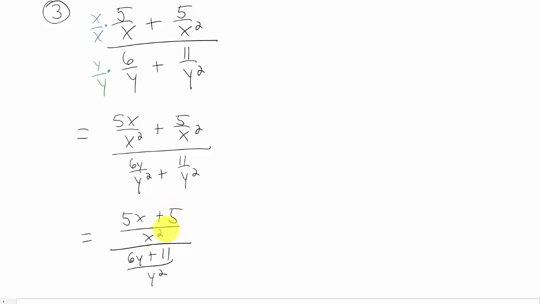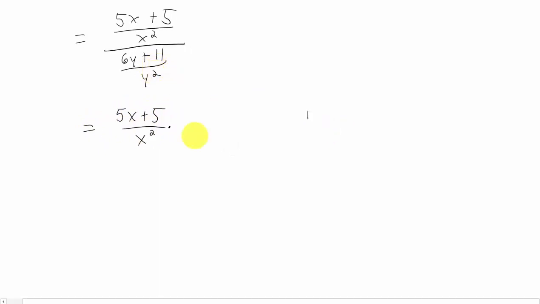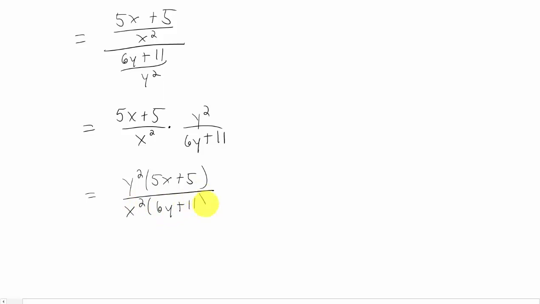Now, what we've got this problem down to is two fractions. It's a complex fraction. You know how to divide those two things. You copy the top one down, you multiply, and you flip over the one in the bottom. There's really not much to simplify here. I'm just going to write this as y squared times the quantity 5x plus 5 on the top, and x squared times the quantity 6y plus 11 on the bottom.